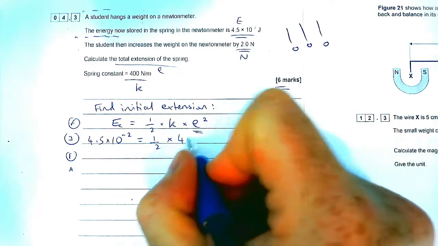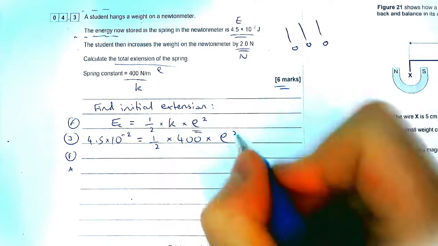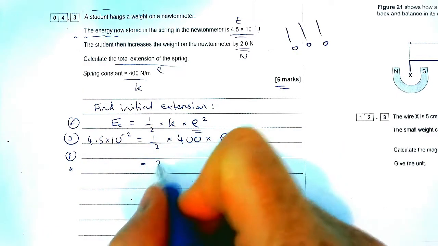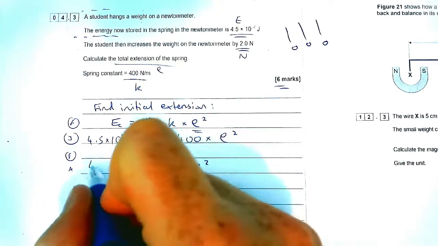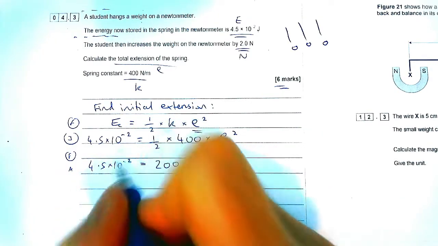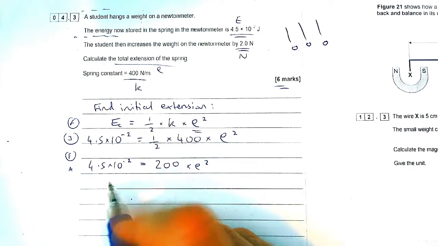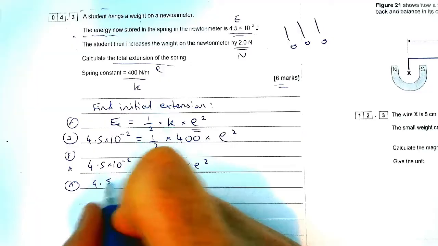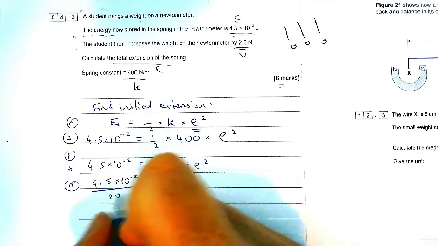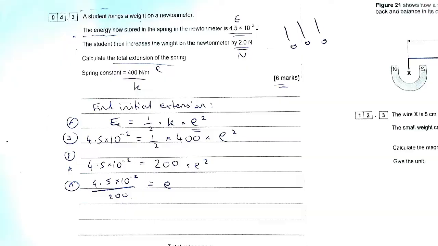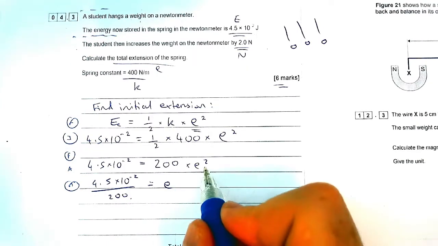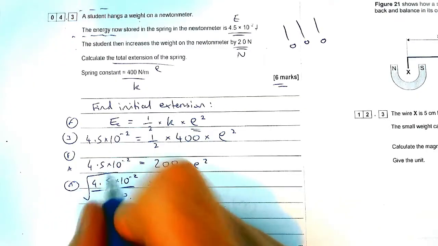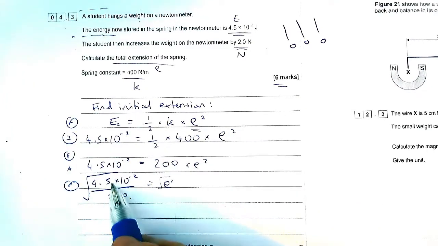So let's make life simpler. Half times 400 is 200, just to make it easy to figure out what to do next. Then to get rid of the times 200, we've got to divide by 200 to find out what our extension squared is. So 4.5 times 10 to the minus 2, divided by 200 equals E squared. Now, because it's E squared, to get rid of the square we've got to square root both sides. So the square root of E squared becomes E, and we square root the other side, otherwise it doesn't work. You can do this sum first, then put it in your calculator, it doesn't really matter. If you do that all together, you should get the initial extension is 0.15 meters.